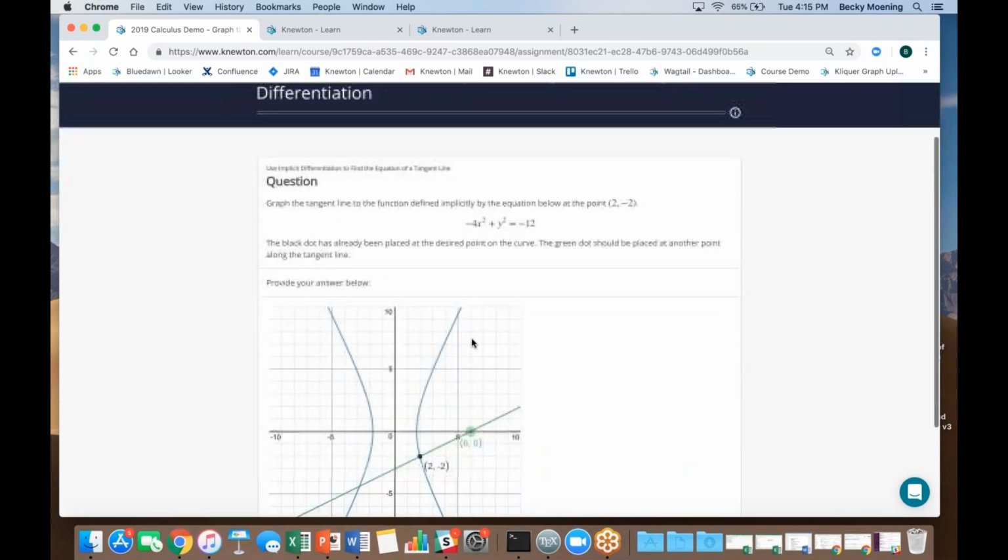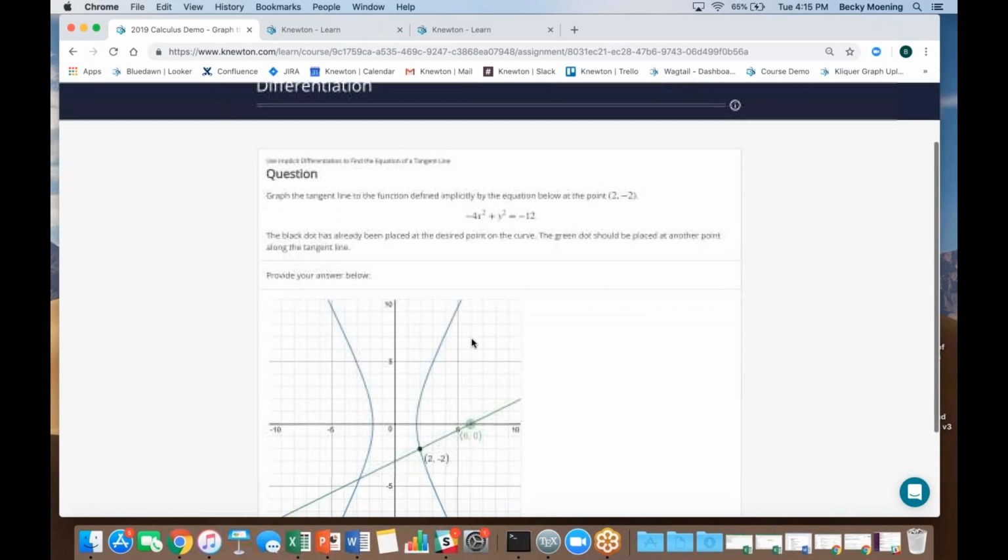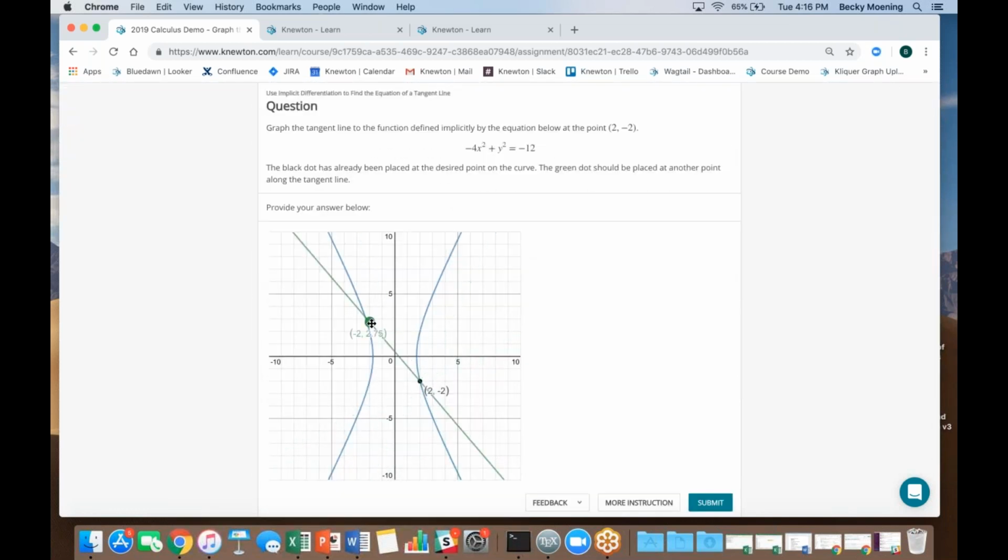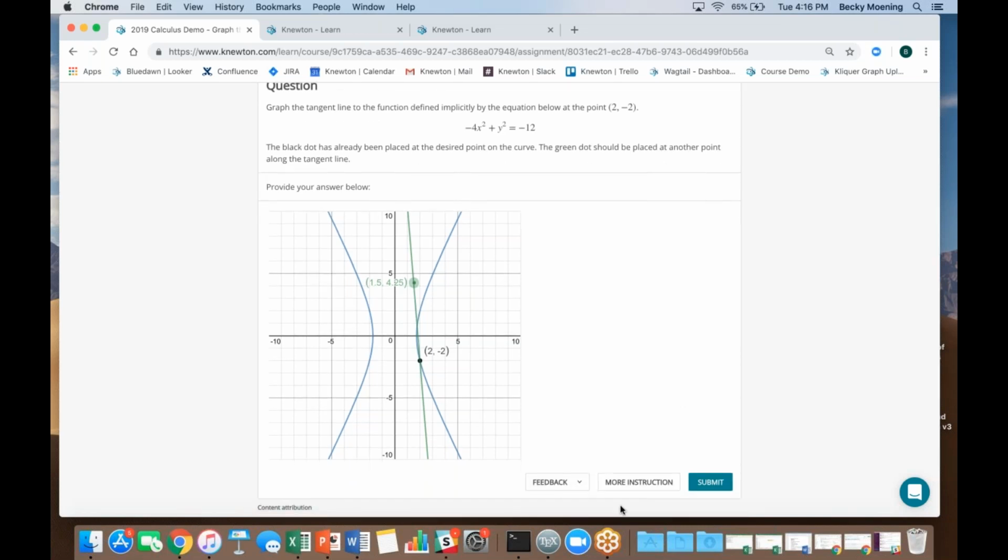So in this particular problem, we're going to graph the tangent line at the point 2, -2. So they have the point 2, -2. My job is to graph the tangent line. So, okay, boop, there's a tangent line. You can see at the bottom, again, I have more instruction. So if I get to this problem and say, wow, I don't know what to do, I can go to instruction with no penalty, or I can guess and hit submit.